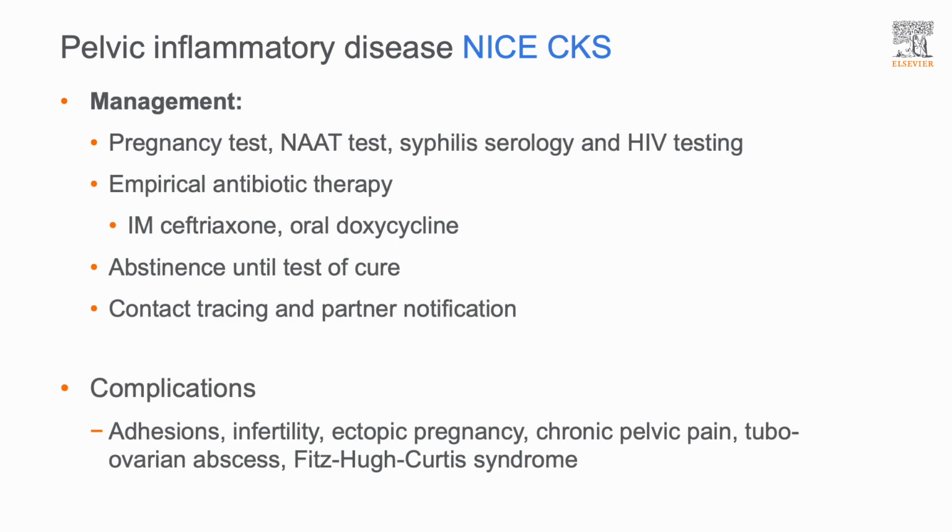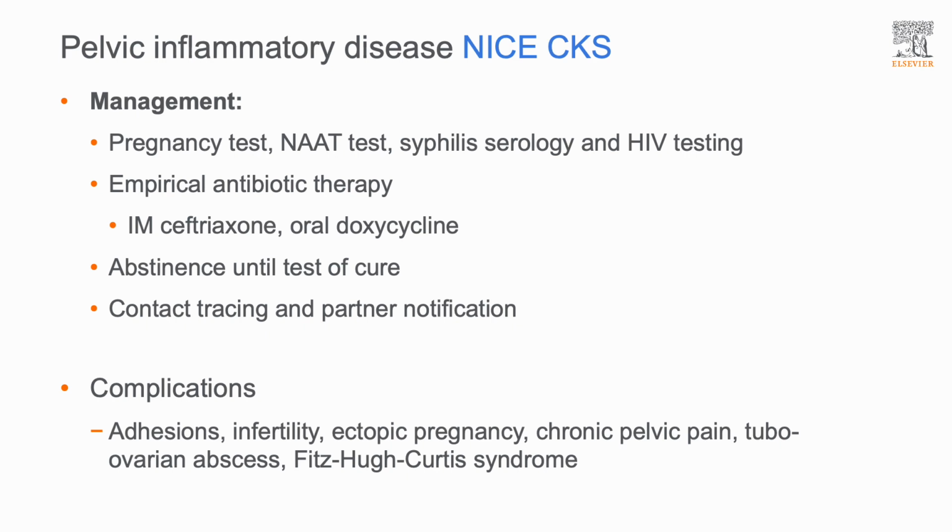So the management of pelvic inflammatory disease involves a pregnancy test to exclude underlying pregnancy, nucleic acid amplification testing for chlamydia and gonorrhea DNA, syphilis serology, and HIV testing. Before confirming the results of this, it is important to give empirical antibiotic therapy as soon as possible, involving IM ceftriaxone for gonorrhea and oral doxycycline for chlamydia infection.